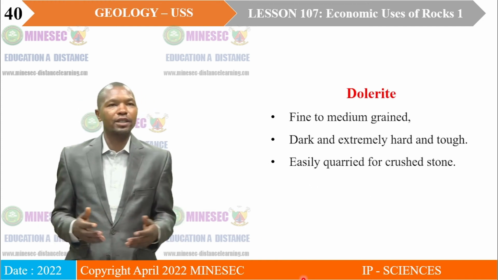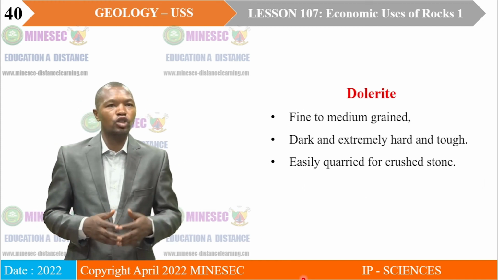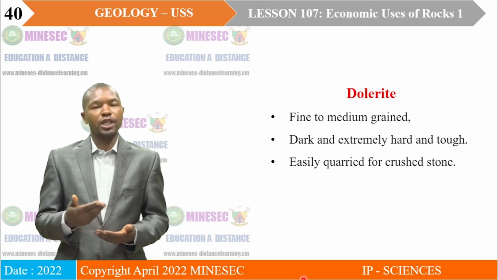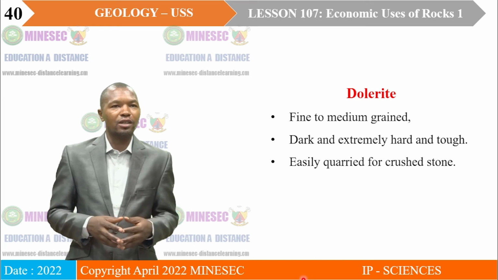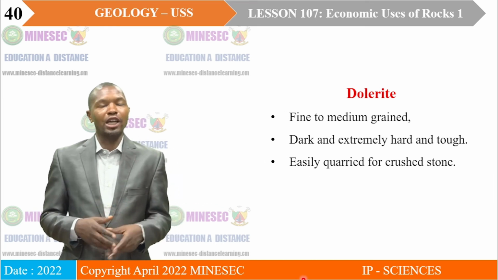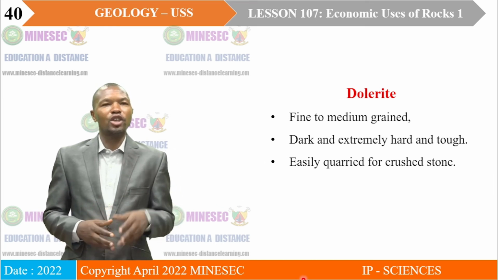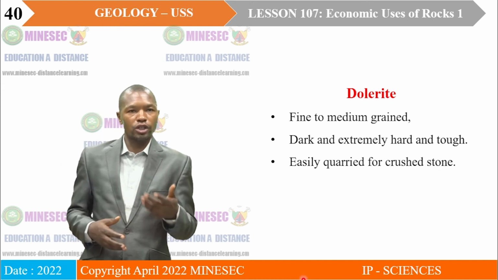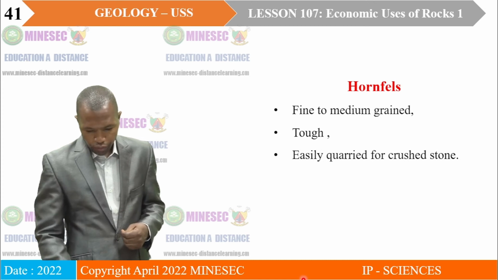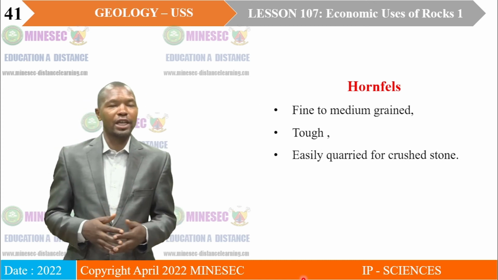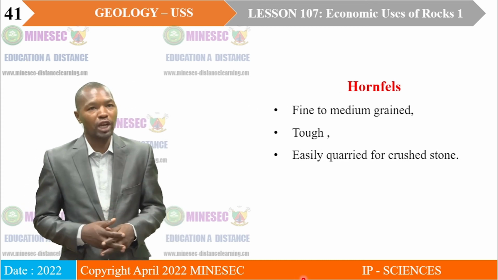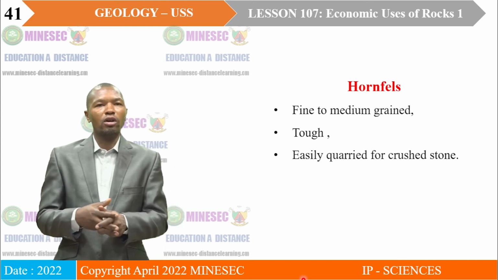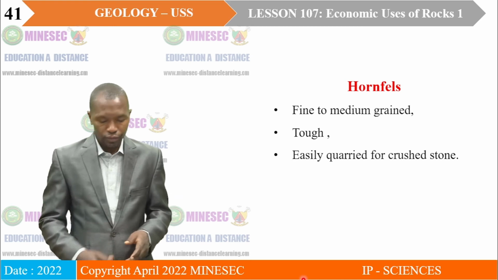Now, for dolerite. Dolerite is fine to medium grain because it is a hypabyssal basic igneous rock. Then it's dark and extremely hard and tough. Then it's easily quarried for construction as crushed stone. Hornfels is another example. Hornfels is fine to medium grain and is tough. It's easily quarried for crushed stone.